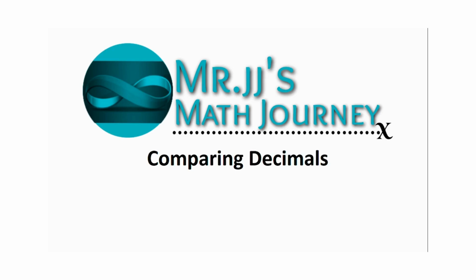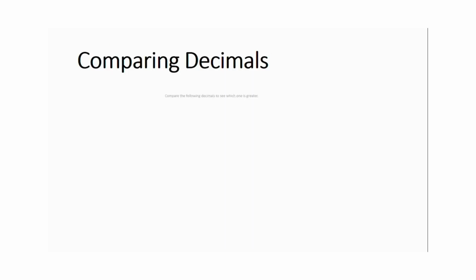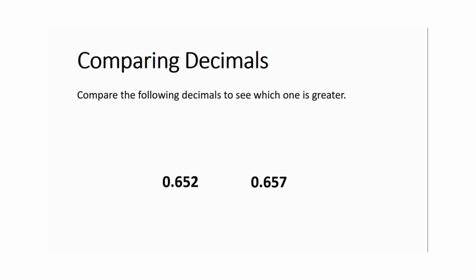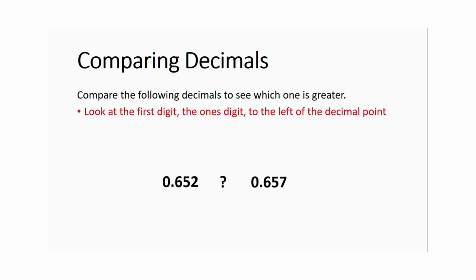Comparing decimals. So we want to compare the following decimals to see which one is greater: 0.652 versus 0.657. Which one is greater? I'll show you a systematic method.